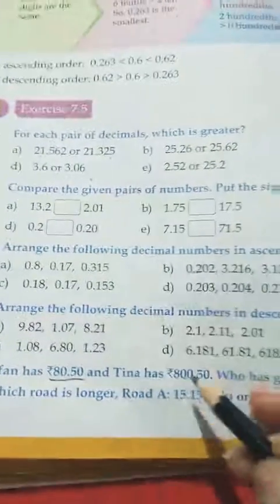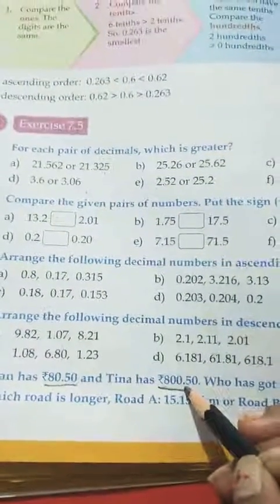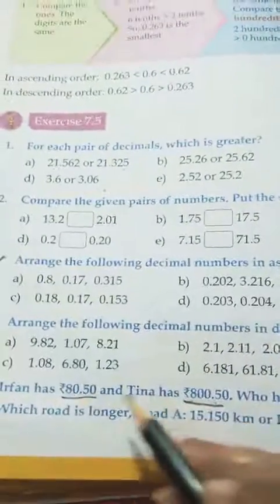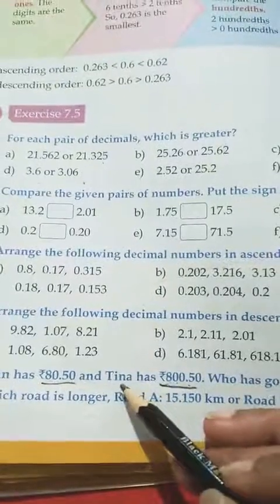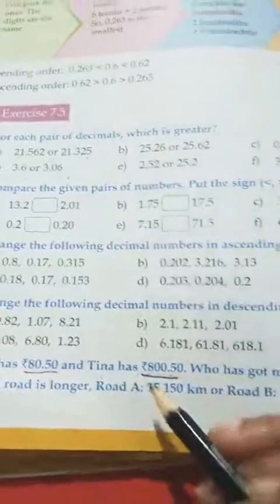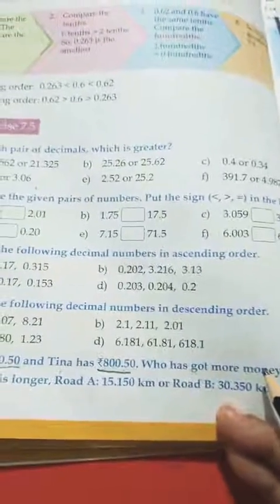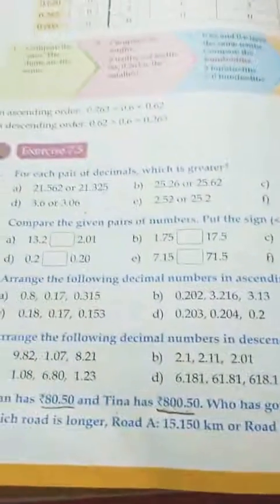Firstly we will see these are like decimals or unlike. Here as we observed, these are the like decimals. So we will compare whole part. Here is 80 and here is 800. Obviously 800 is greater. So what we will write? We will write Tina has got more money. Yes, in one sentence we will write the answer. Tina has got more money.